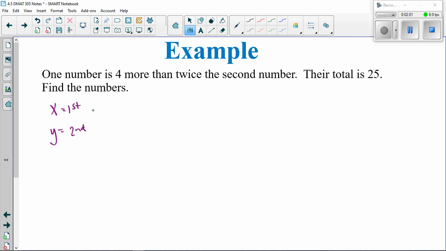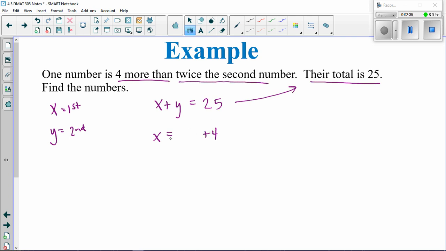And their total is 25. So we know that we have 2 numbers, and we know that their total is 25. So if I were to add these 2 numbers together, they would add up to 25. So that would take care of that equation. Now one of your numbers, x or y, is 4 more than twice the second. So I'm just going to say, okay, x is 4 more than, so I've got to add 4 to something, and that's twice the second number. So I said the second number was y. So now I have 2 equations.